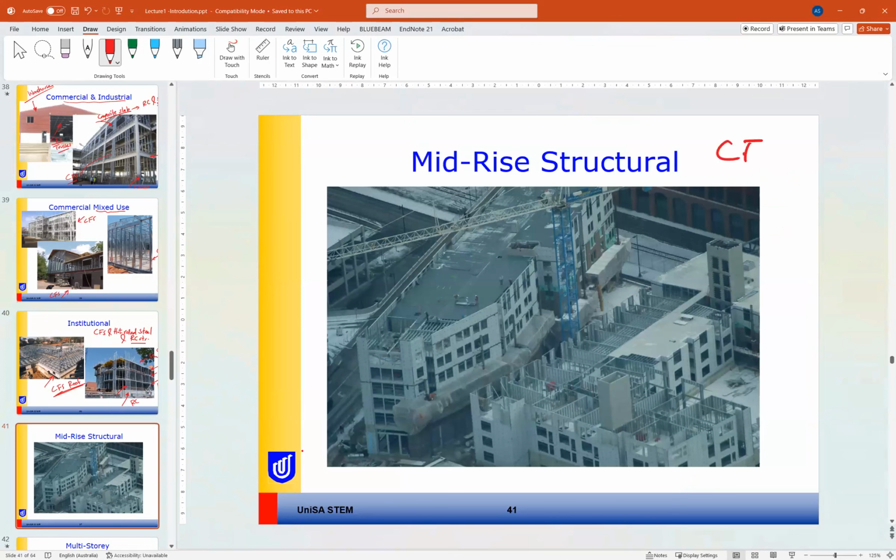The cold formed steel also can be used in mid-rise structural buildings, like this one here. So as you can see, the slab or the roof is from cold formed steel joists.